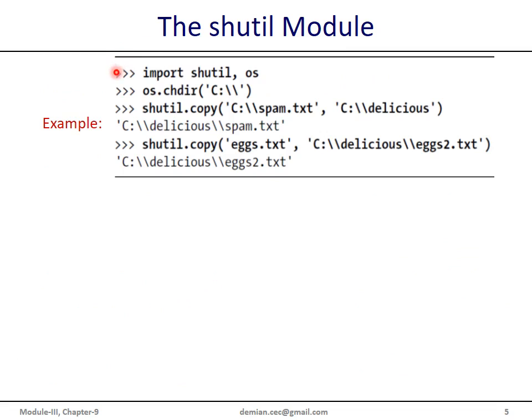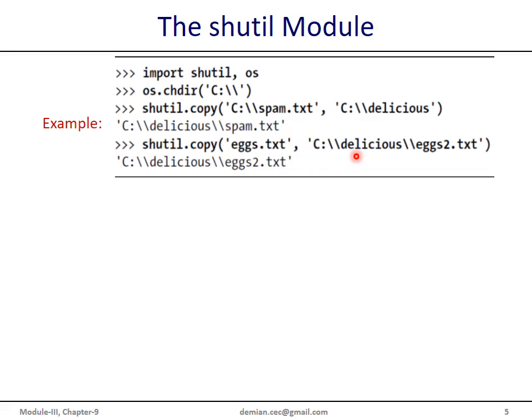Let us take up the example. Here we have imported two modules, shutil as well as the os module, and we change the current working directory to C:\ with the chdir method of os module. Now we copy this file spam.txt to the destination folder, and this function will return the path of the copied file, that is C:\delicious\spam.txt.